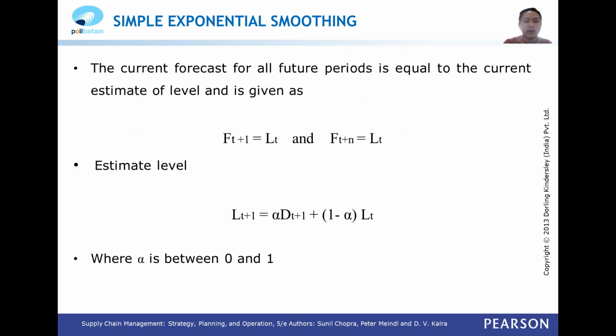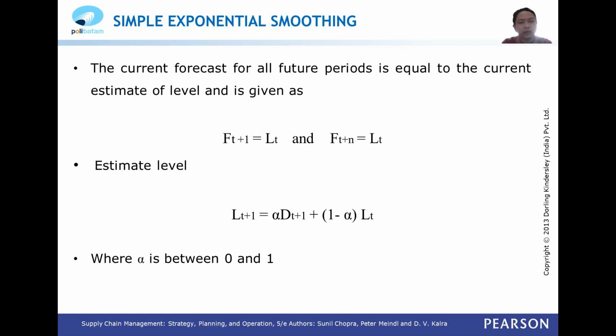So the demand forecast for the next periods is the same as the level value, or formulated as F(T+1) equals LT, and F(T+N) equals LT. Or we can say the forecast in time period T+1 is equal to the level in time period T, and the forecast in time period T+N is equal to the level in time period T.